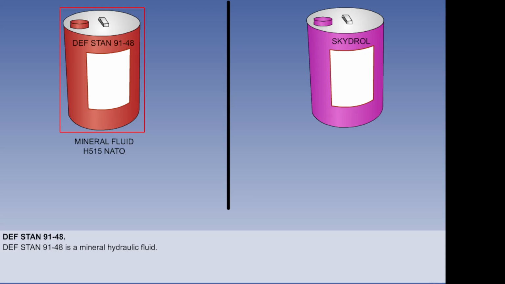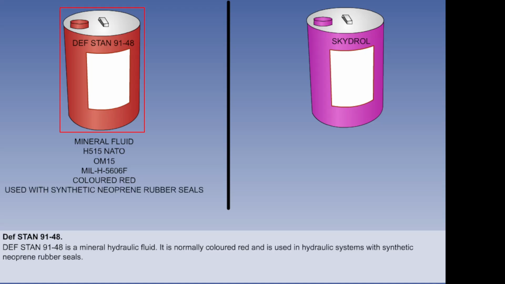It is equivalent to H515 NATO, OM15 Joint Service, and MIL-H-5606F in the United States. It is normally coloured red and is used in hydraulic systems with synthetic neoprene rubber seals.